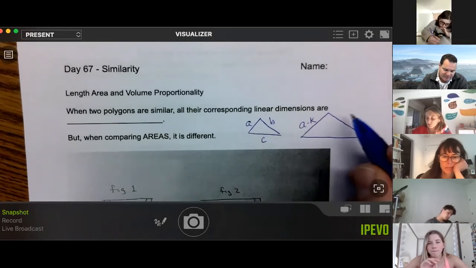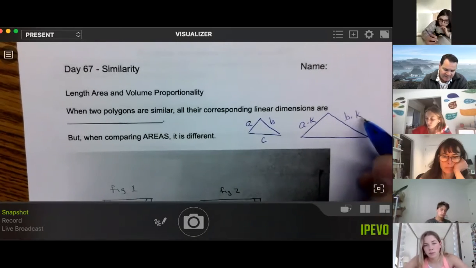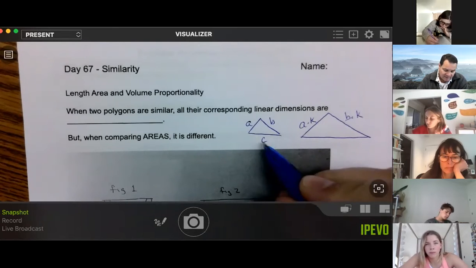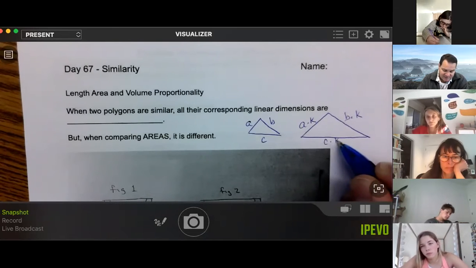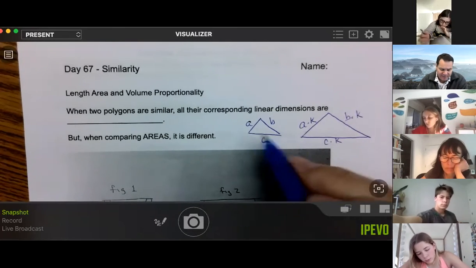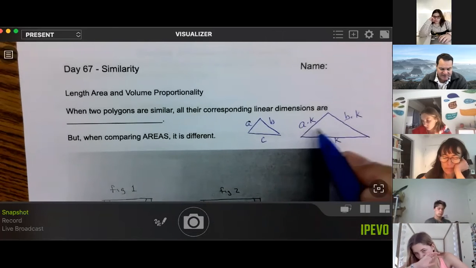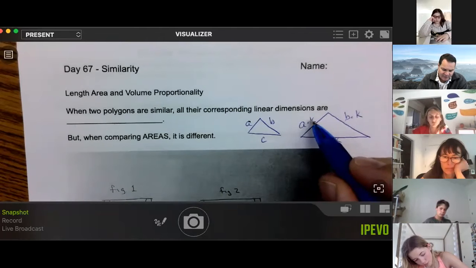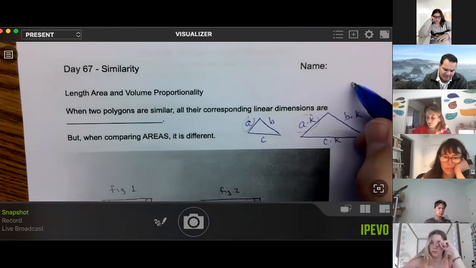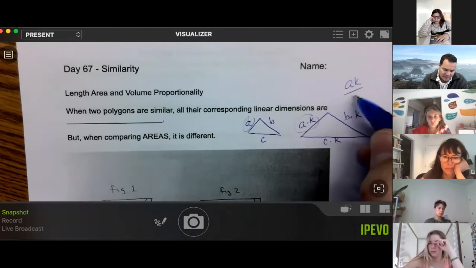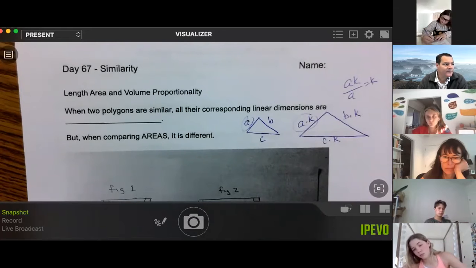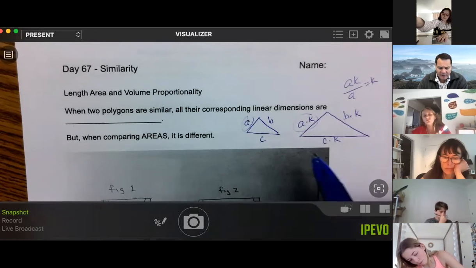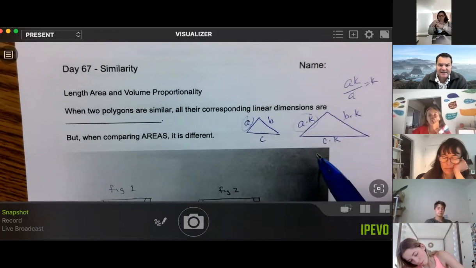And you would multiply the other sides times that same effectively coefficient of dilation or scale factor. And if you multiply each of these values by k, then these results end up being AK and BK and CK. And what you notice then is that the ratio of any corresponding pair, AK over A reduces to K, and BK over B reduces to K, and CK over C reduces to K. In other words, the ratio of corresponding sides is consistent.